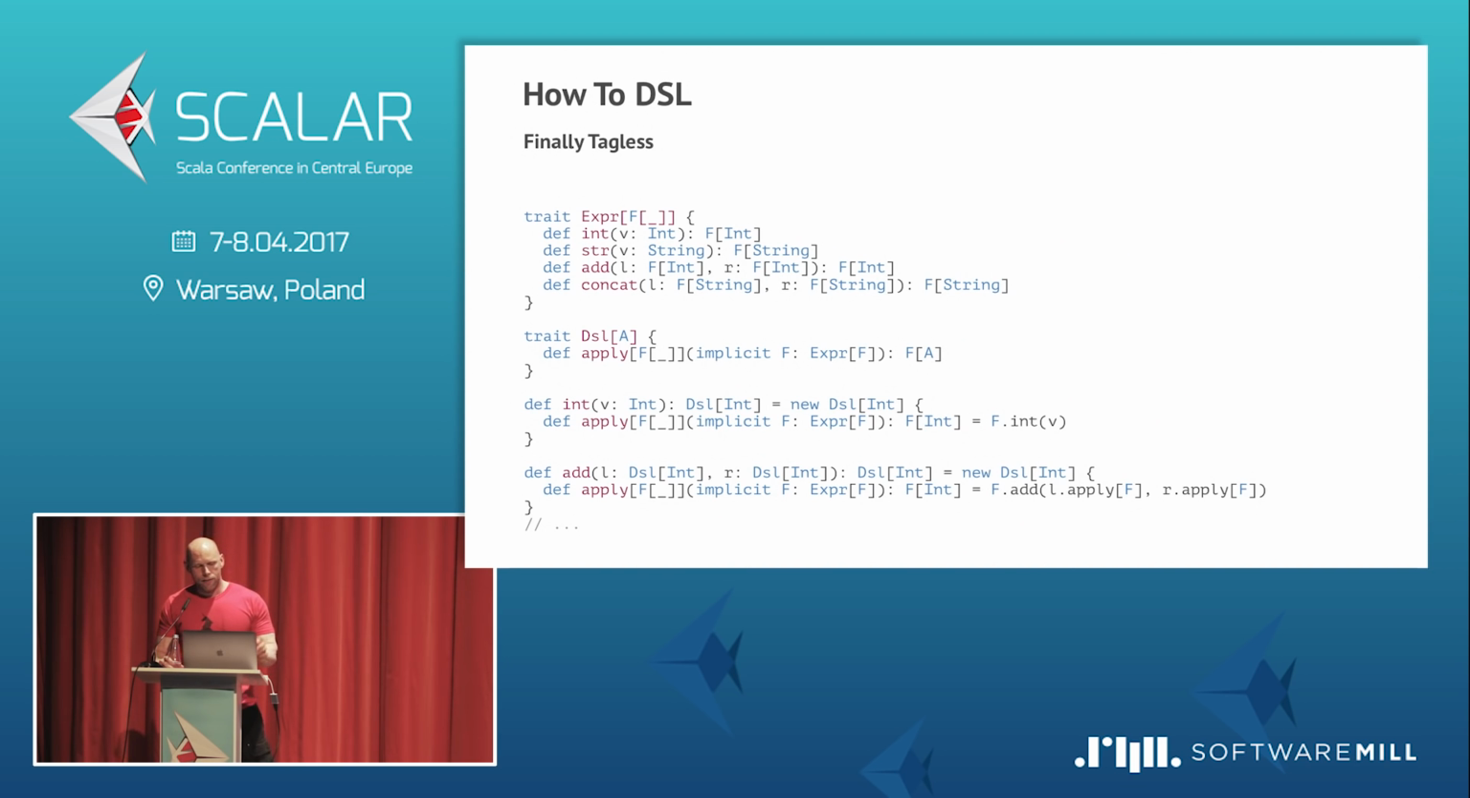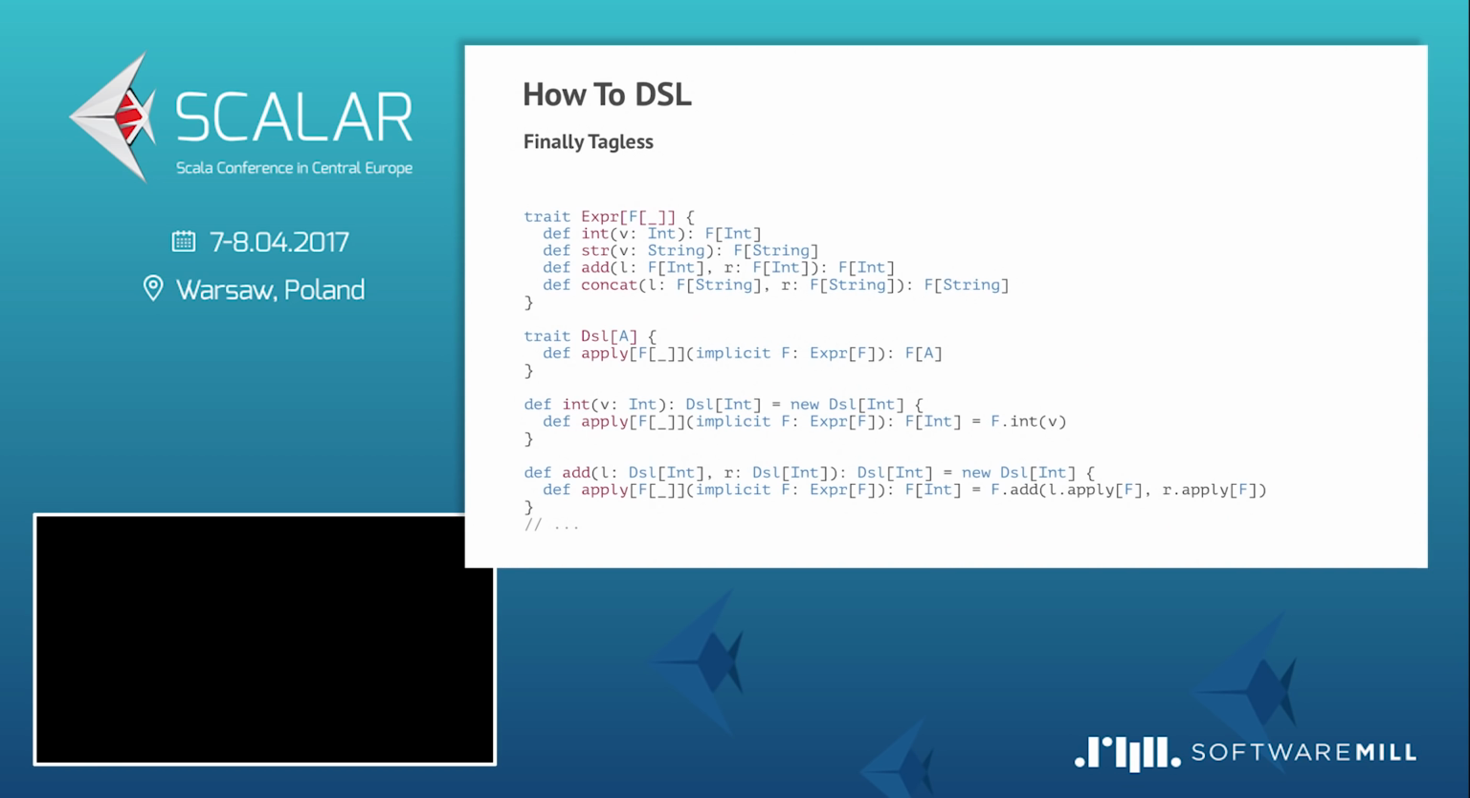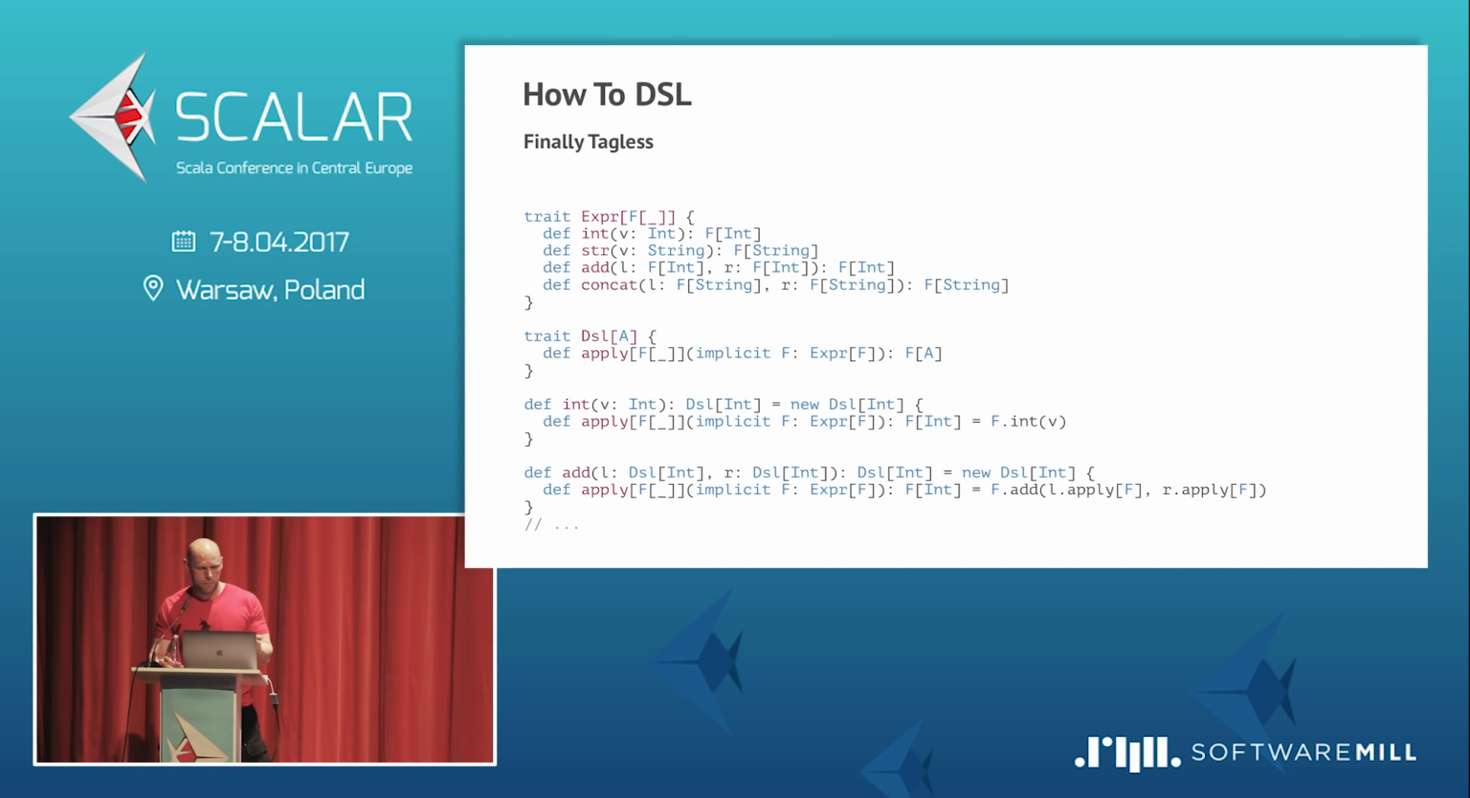In this particular example, I have an Expr class, which is going to give me the same 4 operations: one to construct an int, one to construct a string, one to add 2 ints, one to concat 2 strings. And it's going to be generic in the type of data structure being used to represent this expression. And then I can define a trait called DSL, which is going to say, given any type class Expr, a DSL of A is going to be able to produce an F of A in that type class.